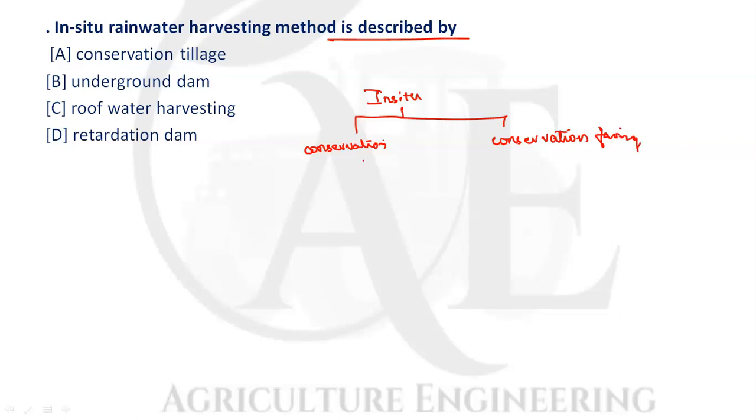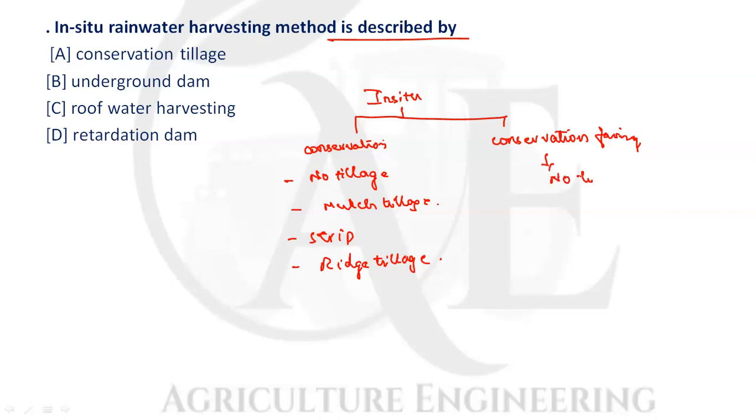And in this, conservation tillage can be divided into no tillage system, mulch tillage system, strip tillage and ridge tillage system. This conservation farming can be used for no tillage system, divided into no tillage, and then strip cropping method. We can use these methods.